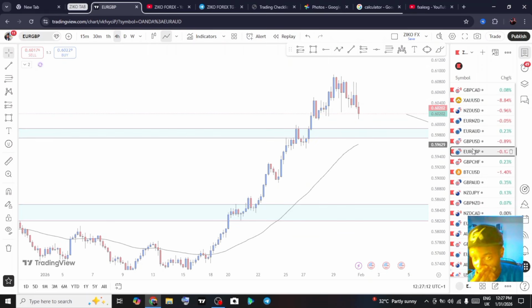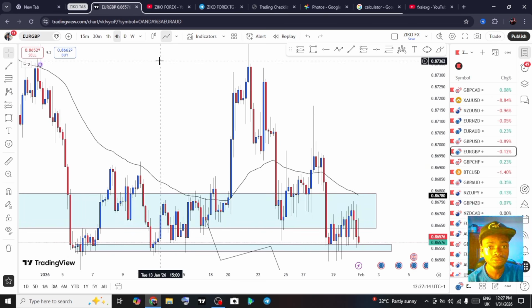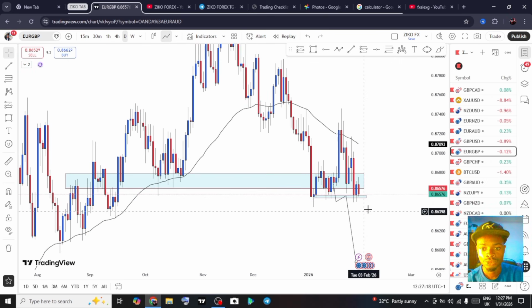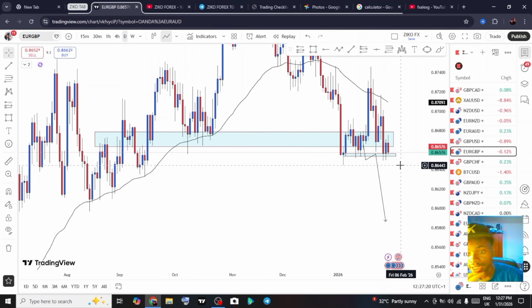Euro GBP is the next pair. Let's see what we have. The daily time frame. All right, so Euro GBP, I just realized that we have been waiting for this market for 2 weeks now, right?